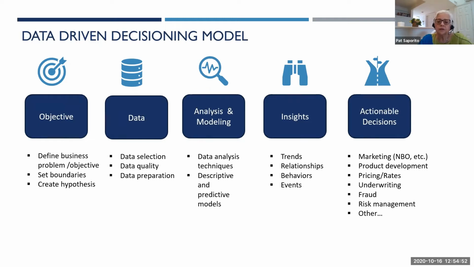So we've done our modeling. Now we want to look at the insights from the models that we've developed, whether it's trends, relationships, behaviors, looking at specific events, maybe dependencies. And last but not least, here we go to the whole point of it all, which is making actionable decisions, right? In various areas, whether it's marketing, pricing, underwriting, fraud management, claims, loss control, etc.